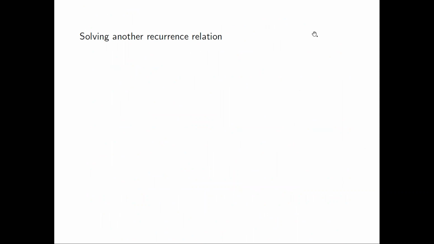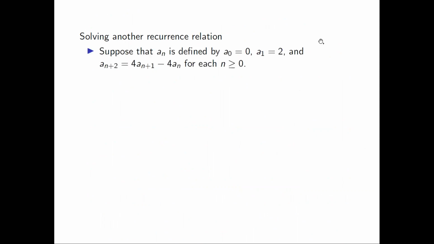So let's look at another example of a linear recurrence equation that's a little different from the Fibonacci equation. Suppose that we have this sequence a sub n, and it's defined by a sub 0 equals 0, a sub 1 equals 2, and a sub n plus 2 equals 4 a sub n plus 1 minus 4 times a sub n, for each n greater than or equal to 0.